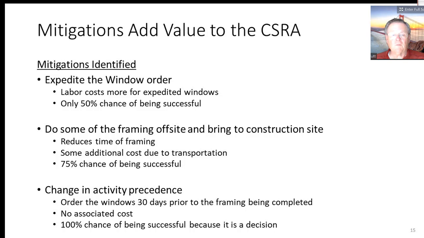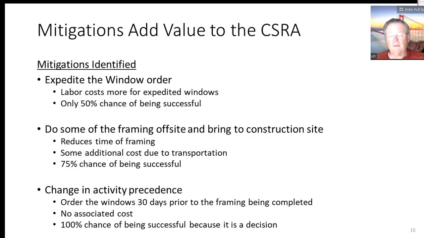One of the traps of the CSRA with mitigation is to assume that every mitigation is 100% successful. So this model is set up where you can assign a probability to the mitigation working or not. So another mitigation is do some of the framing off-site and then bring it to the construction site. This reduces the time for the framing, but there's some additional cost due to the transportation of those framing parts and bringing them to the house. And there's probably only a 75% chance of actually being successful.